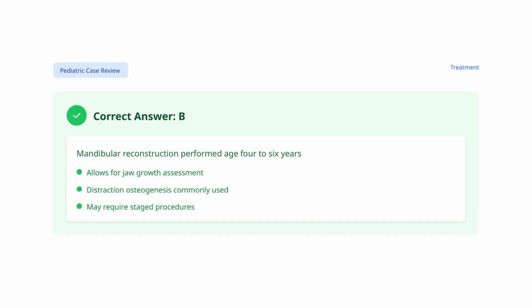Mandibular reconstruction is typically performed between ages 4 to 6 years. This timing allows adequate assessment of jaw growth patterns before intervention. Distraction osteogenesis represents the commonly used surgical technique. Multiple stage procedures may be required to achieve optimal functional and aesthetic outcomes.